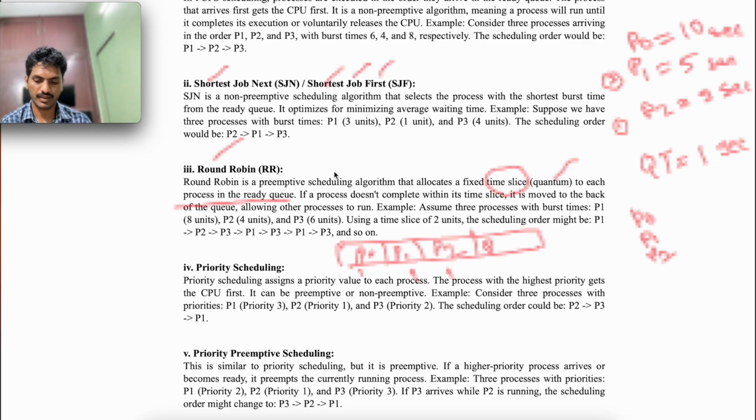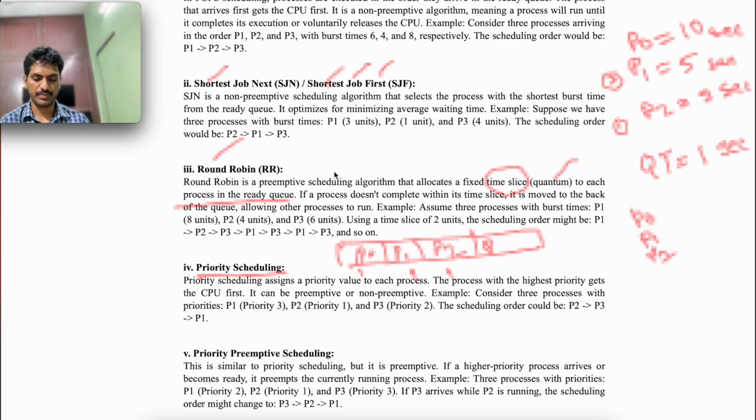Okay. Next, priority scheduling. In priority scheduling, we give a priority to each process, and the process with the highest priority will be executed first in the system. Zero priority is the highest priority and will be executed first.